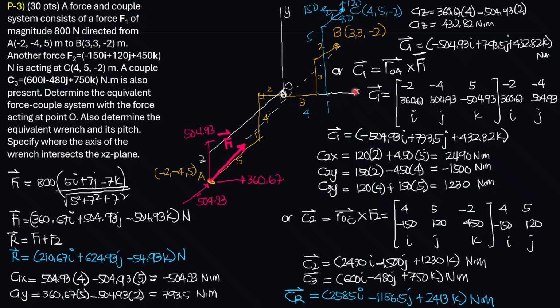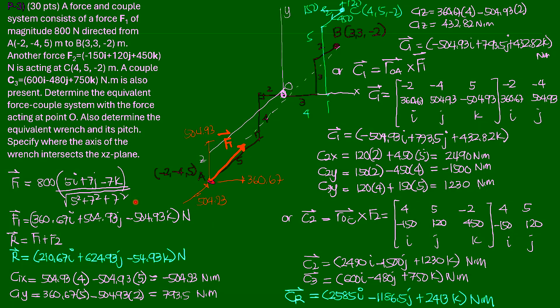For the movement along y, from A, backward. So this is the upward movement for horizontal, rightward, rightward, then upward again 3. So 4 plus 3, 7j. Then backward 5, backward again 2. So 5 and 2, 7 backward, so negative 7k. Divide by square root of 5 squared plus 7 squared plus 7 squared.